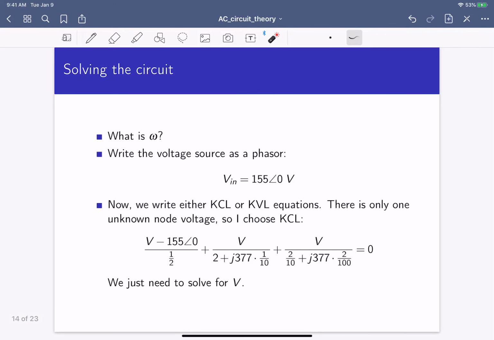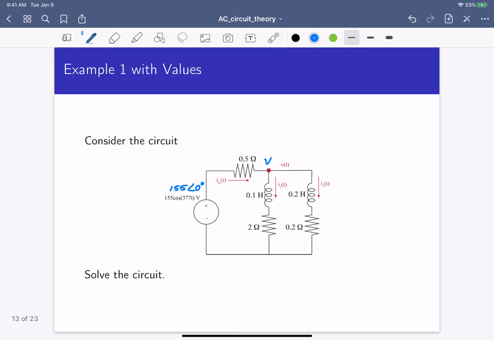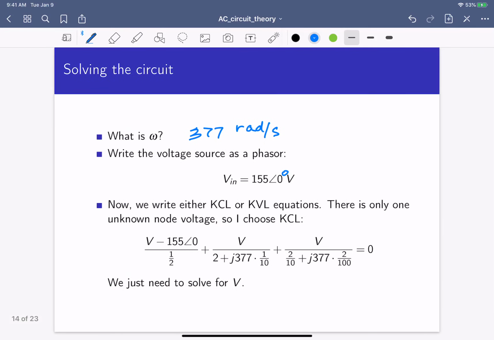As we go, the first thing we need to know is what omega is. Omega is, in this case, 377 radians per second. Just like I wrote before, we can write the voltage source as a phasor. So Vin will be equal to 155 at an angle of 0 degrees. I usually do put in the symbol for degrees, and the unit is volts.